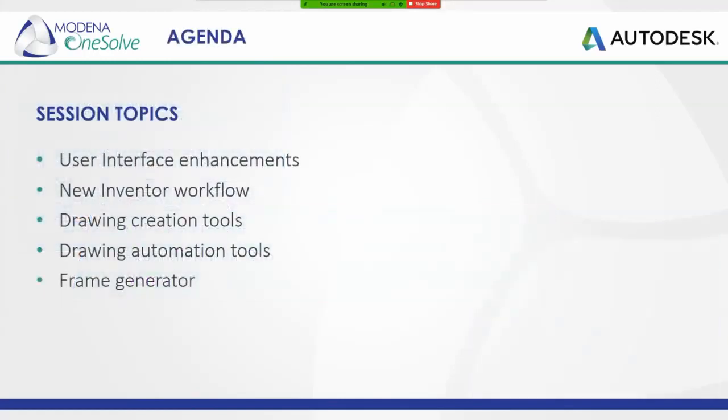For today's session, we are going to look at some of the standout features that have been released with Inventor 2021. Each year, Inventor brings us a host of new features that allow us to expand our capabilities and achieve more with the application. In this session, we are going to cover the new user interface enhancements and the introduction of a new Inventor workflow between Revit. We will also have a look at some of the customer-driven tools that have been requested and added for drawing creation. Lastly, we cover the many drawing automation and frame generator functions that have been introduced to this year's release.